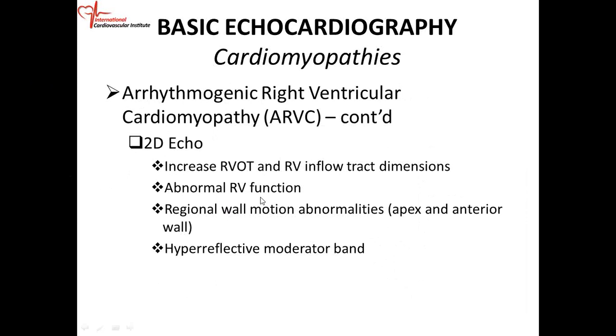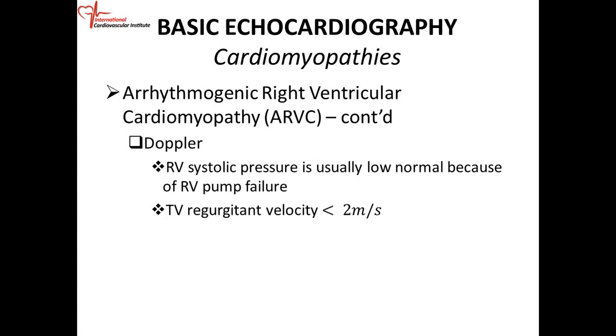Abnormal RV function, so if you use TAPSE or RV systolic velocity, those are going to be reduced. And you can also see regional wall motion abnormality in the RV if you look at the apex and anterior wall. Okay, and again, a hyperreflective moderator band, because it's fibrofatty tissue there.